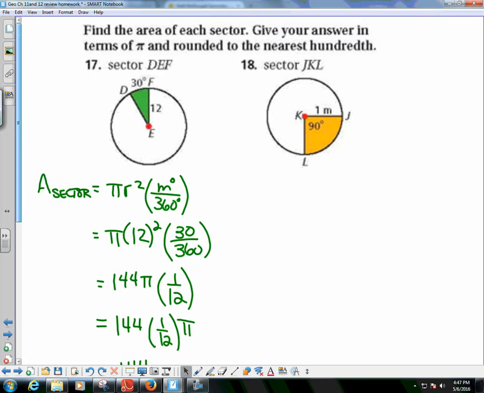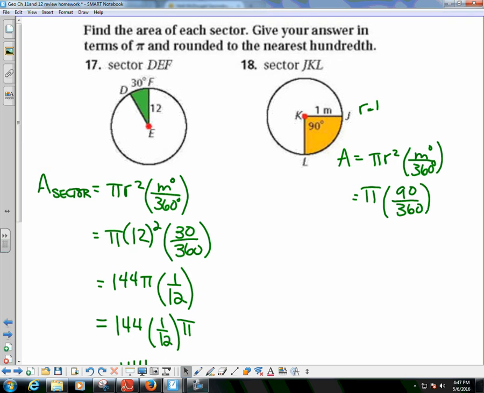All right, let's take a look at number 18. Number 18, we're going to use the same formula, that the area is pi r squared times m over 360. Let's plug in what we know. Pi, my radius equals 1. What's 1 squared? 1 squared is 1. I'm not even going to bother writing it. I'm going to say 90 over 360. I look at that and I recognize 90 degrees in a circle. Well, there's 4 of those. So my answer is 1/4 pi, or pi over 4. This is meters, so I'm going to say meters squared.